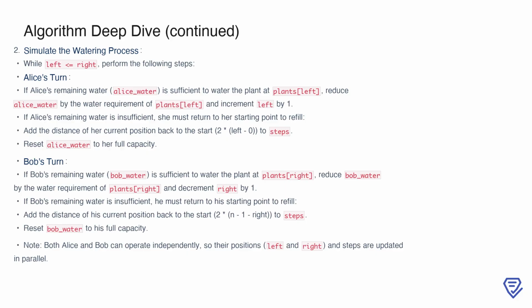Similarly, Bob checks whether his remaining water is sufficient to water the current plant, right. If so, he waters it, reduces his water accordingly, and moves closer to Alice by decrementing right.